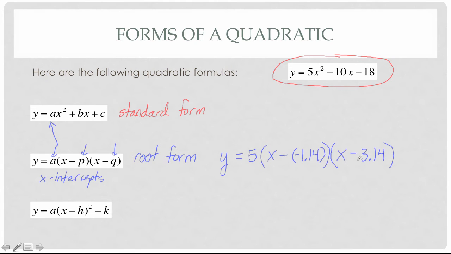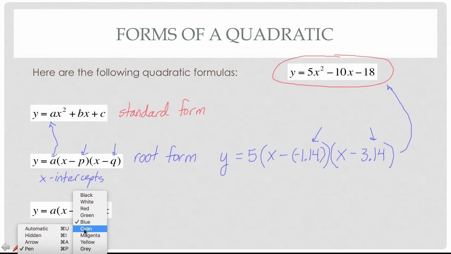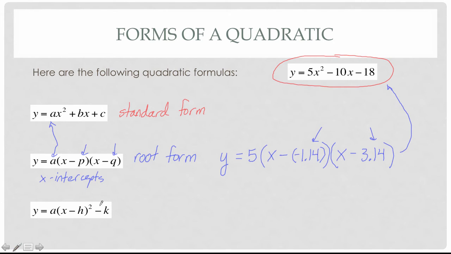If I go into my Desmos calculator and graph this, it's going to look really, really close. It's going to be off maybe just by a tiny bit because these are approximated values right there. But that's root form. If you find the x-intercepts, you can write your quadratic equation that way. We're going to be using this idea in the next couple weeks as we get into higher order polynomials as well. Finally, with quadratics, we know the roots, but sometimes we also like working with vertexes.